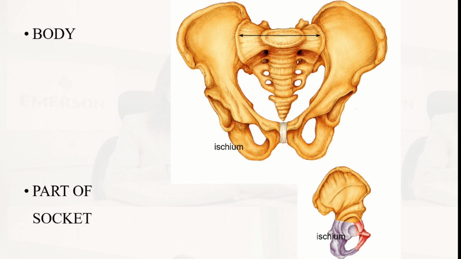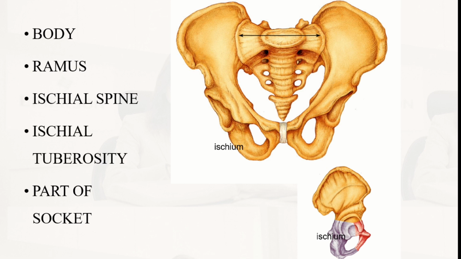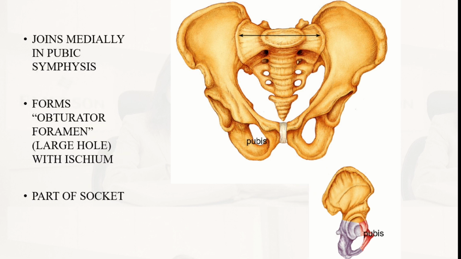So that's what we're talking about. Then the body, that's where the ischium is. Then we have the ramus, the ischial spine, and the ischial tuberosity, and it's also part of the socket. Then we have the pubis. Under the pubis, it joins medially at the pubic symphysis, and it forms the obturator foramen, which is a large O with the ischium, and it is also part of the socket.